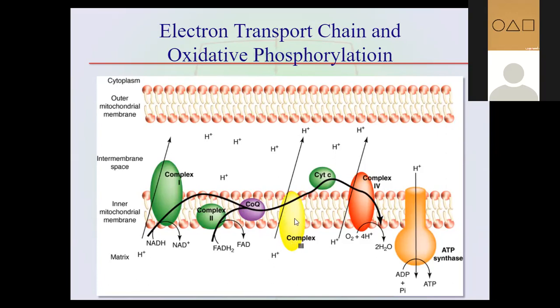Ito naman magpapump uli ng mga hydrogen ions. So mas maraming build up dito. Eventually, the electrons will be transferred to cytochrome C. And dito sa complex 4, so hydrogen ions are again pumped into the intermembrane space. Tapos yung final acceptor ng lahat ng electrons na yan, and the reason why we breathe.